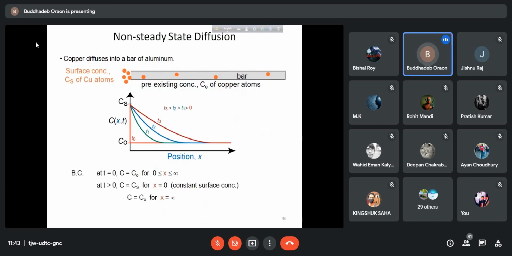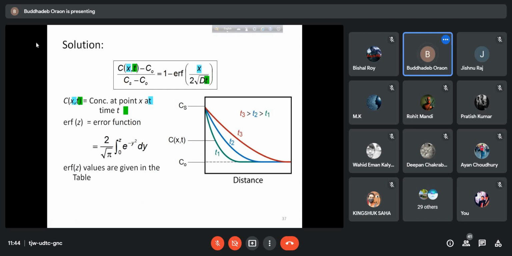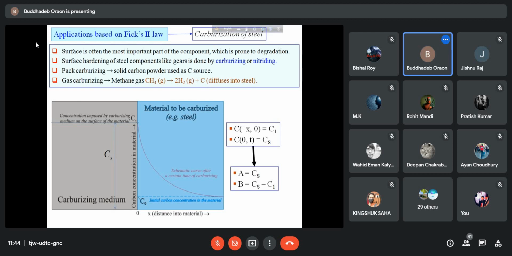So actually what happens, given a problem, your boundary condition is to be written properly. Let us take a problem, then it will be clear. So once you put these boundary conditions, then you will get the equation, and you can solve the problem.